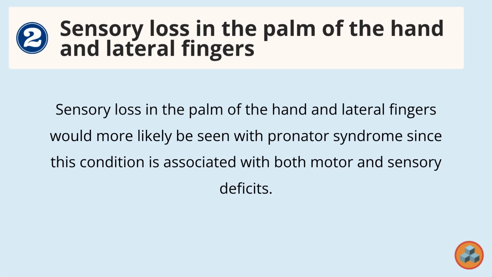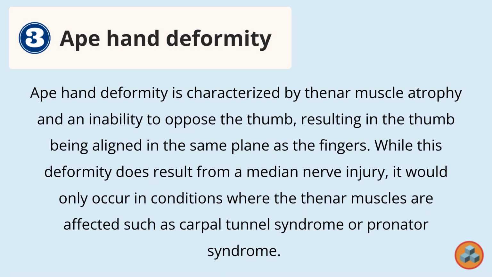Option 2, sensory loss in the palm of the hand and lateral fingers. Sensory loss in the palm of the hand and lateral fingers would more likely be seen with pronator syndrome, since this condition is associated with both motor and sensory deficits. AIN syndrome will result in motor deficits only. Remember our defining characteristic: AIN syndrome is a purely motor neuropathy. The moment you see sensory loss listed as a finding, you can immediately rule out AIN syndrome. Eliminate this one quickly.